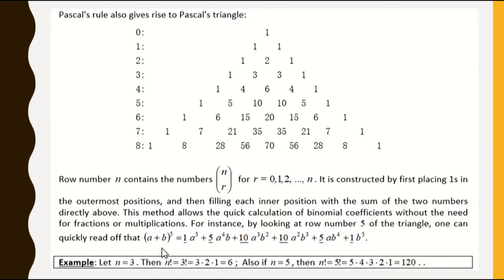So, we have (a + b)^5. When we expand it, its numerical coefficients are these, the ones in Pascal's triangle.